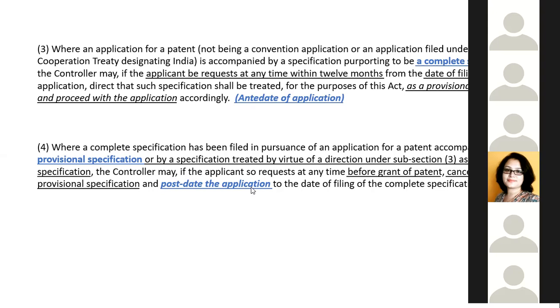Ma'am, just for the sake of understanding, why do we want to convert after filing the complete specification? We can request the controller at any time within 12 months from the date of filing to convert that complete specification into a provisional specification, taking that antedate of the application. Is there any particular reason, ma'am, why we want to shift from complete to PS?